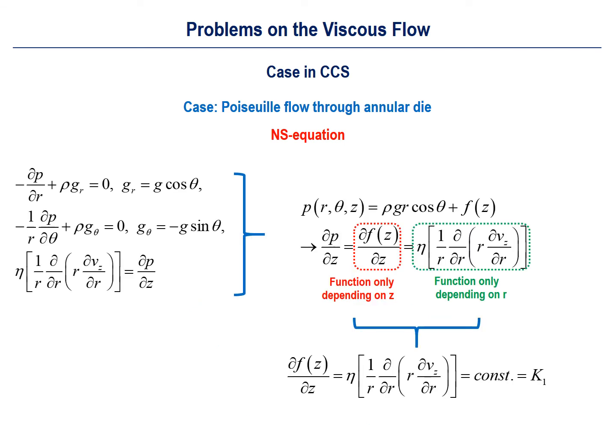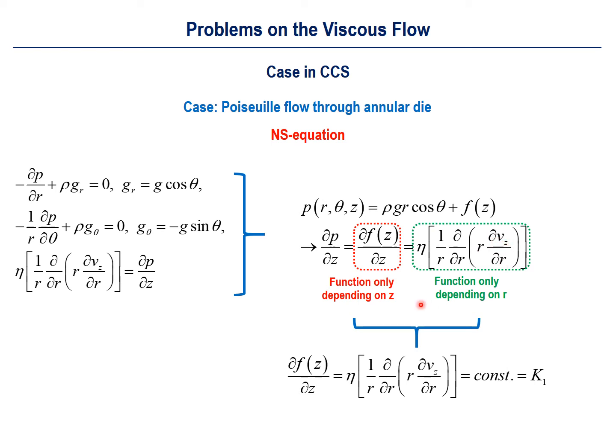Using the simplified version of the Navier-Stokes equation in CCS, we obtain three ordinary differential equations as shown on your left side here. And this allows us to find the pressure profile as the combination of rho g r cosine theta and some function depending on z here. When you take the first derivative of the pressure with respect to z, you will get this del f del z and this eta multiplied by 1 over r del r, which is the derivative for r multiplied by del vz over del r here.